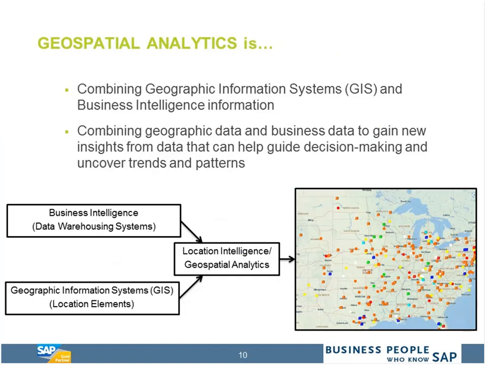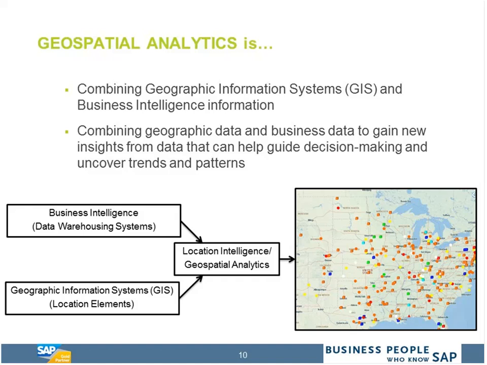So we know what location elements are, anything that can answer the where question, but what really is geospatial analytics? Geospatial analytics, or location analytics, or even also known as location intelligence, is a combination of GIS, or Geographical Information Systems, and business intelligence, or simply the combination of business data with location elements.